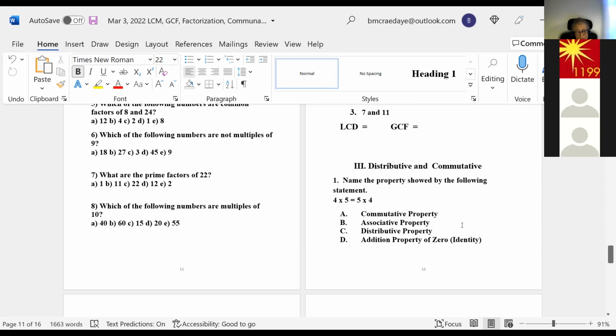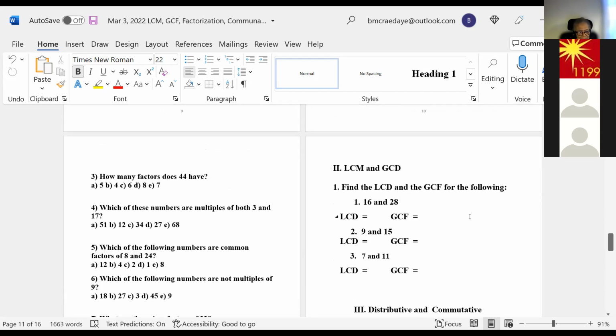Which one, Maureen? I would say C, distributive. What would you say, Mercedes? Commutative. That's it. Distributive, Maureen, let's go back.